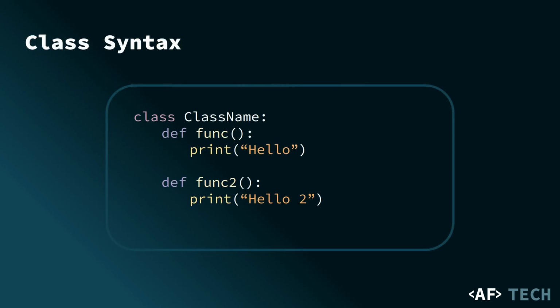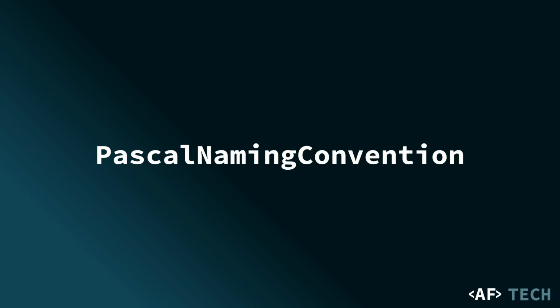To define a class, we use the class keyword followed by the name of the class. Classes typically use a different naming convention than variables and functions. In Python, classes don't use snake case like we're used to. Instead of being all lowercase and using underscores, they use the Pascal naming convention, which is like this. As you can see, each word's first letter is capitalized.